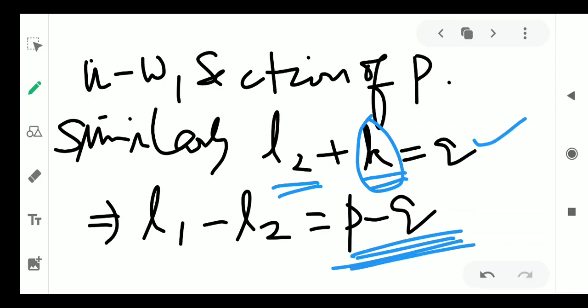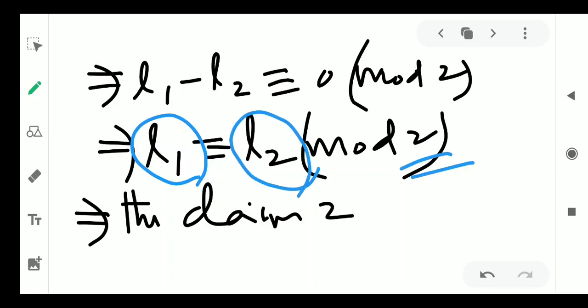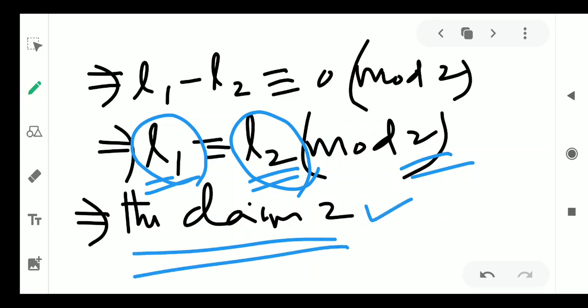Both of them are even. Therefore, L1 minus L2 must be congruent to 0 mod 2. Therefore, L1 is congruent to L2 mod 2. That means the remainder when you divide L1 by 2 will be the same as the remainder when you divide L2 by 2, so both of them will be either even or both of them will be odd. Therefore, we establish claim 2. Claim 2 says that they must be of the same parity.